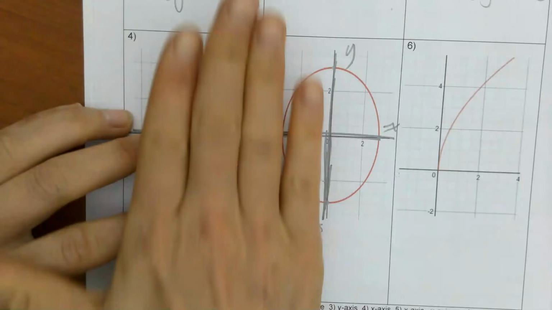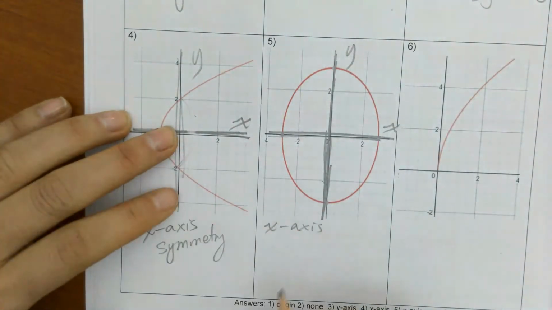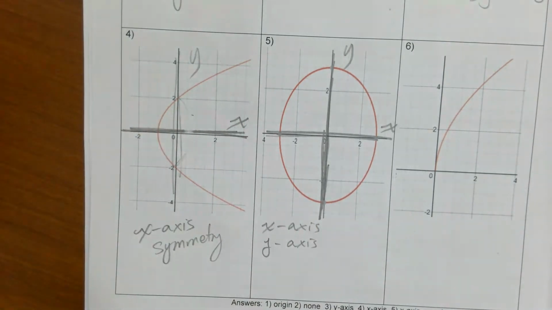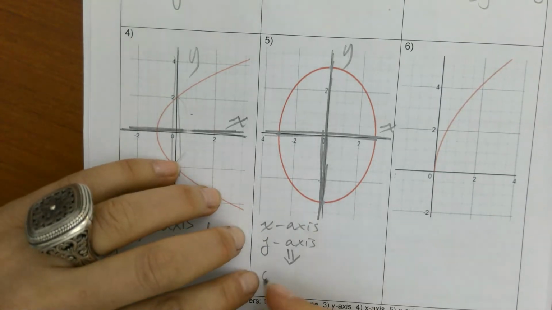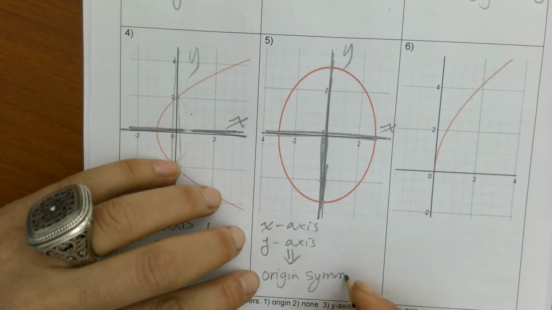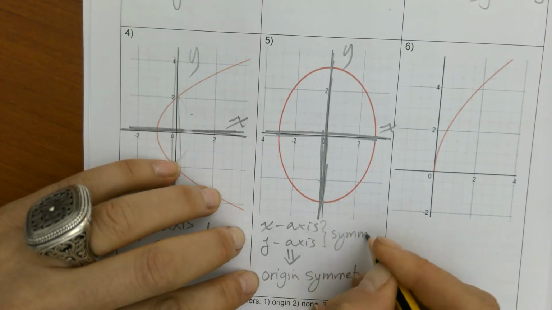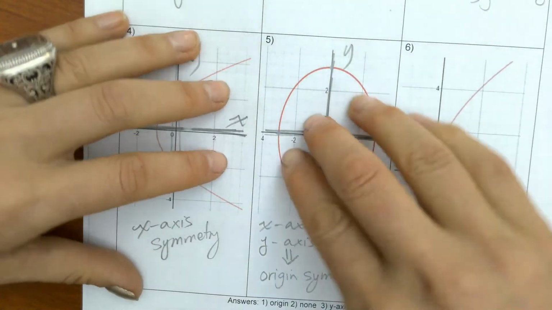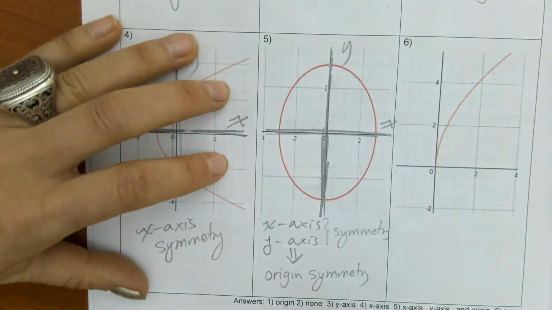Is it the same from here to here? Yes. So it has y-axis symmetry. Remember the rule? If you have x and y-axis, then you automatically have origin symmetry. These are both symmetry. I was lazy, I didn't write it. So let's check. If I take this and I rotate it 180 degrees, it's exactly the same. So yes, it has all three.